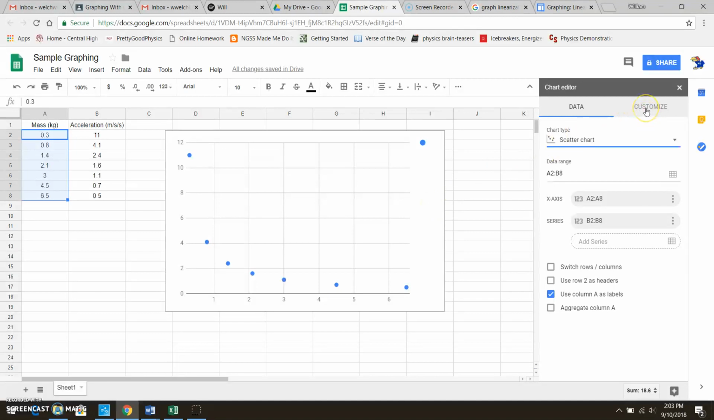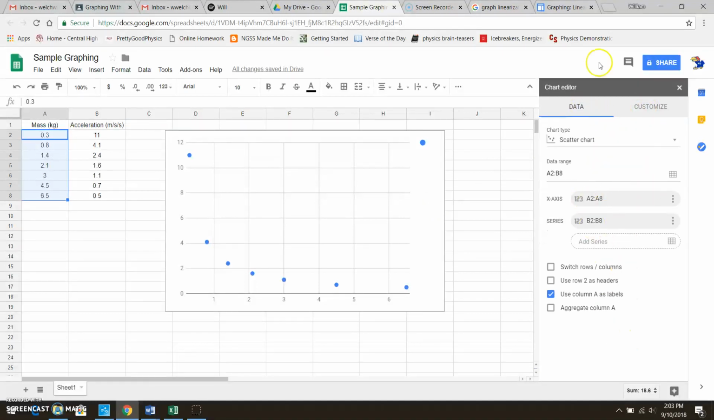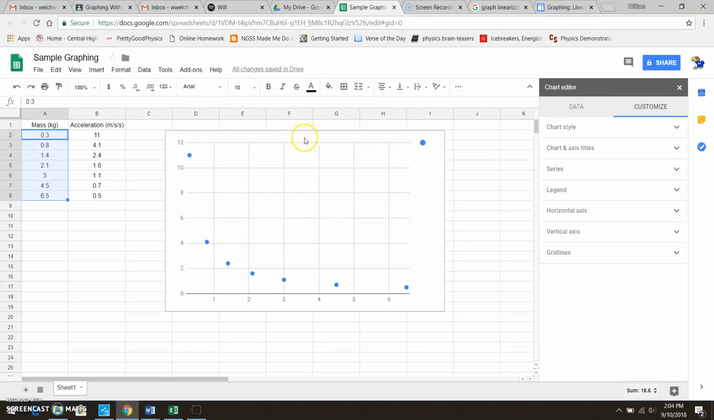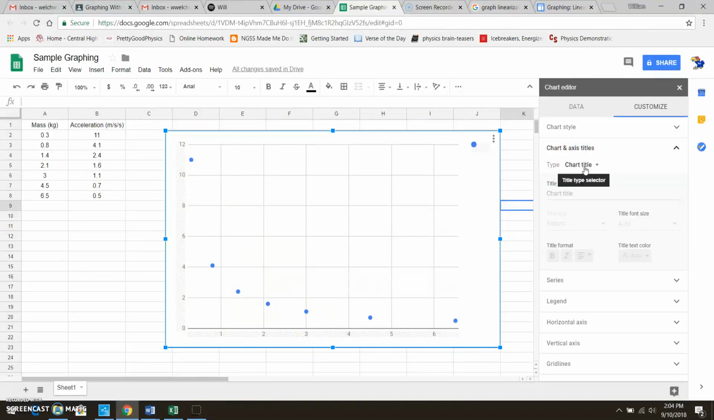Now before I go any further, this is the data portion. So this is where Google Sheets is actually really nice because it separates it into data and then actual design. So before we manipulate this data, because we have to linearize this just like we did in Excel, I'm actually going to put the chart title in here first. So chart title, remember it's always Y versus X. So acceleration versus mass.